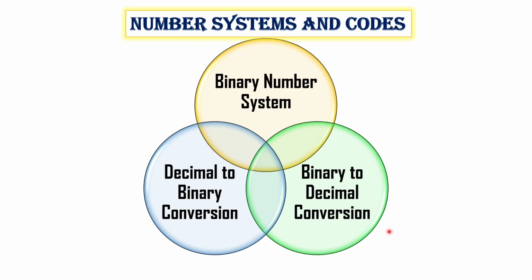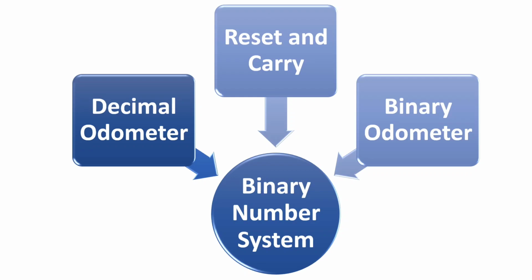So these are the topics covered here. Number systems and codes: the binary number system, decimal to binary conversion and binary to decimal conversion. First, the binary number system. In this topic, we have three topics: decimal odometer, reset and carry, and binary odometer. So let's see one by one.